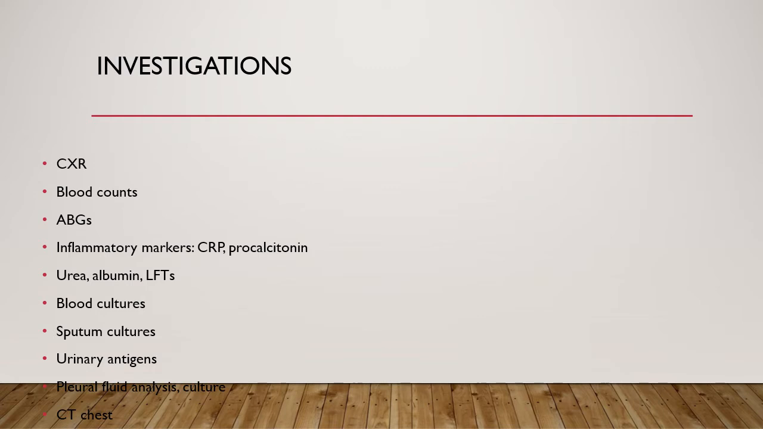Also get urea, albumin, LFTs to look for multi-system involvement. These are also prognostic indicators. Blood cultures and sputum cultures are taken for patients who are admitted to hospital and ideally taken before giving the first antibiotic shot. Urinary antigens for streptococcus and Legionella are taken if the main cultures, the blood and sputum cultures, do not show results.